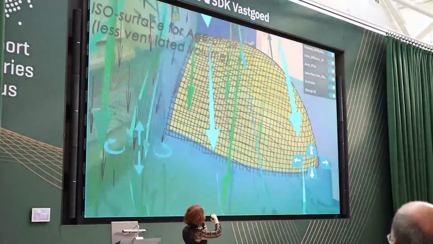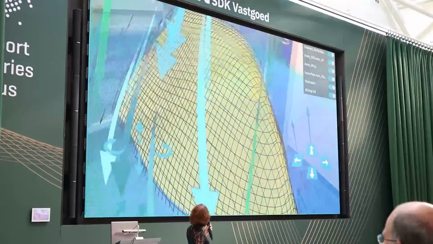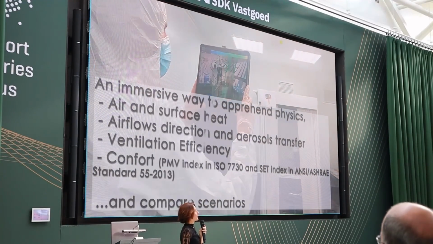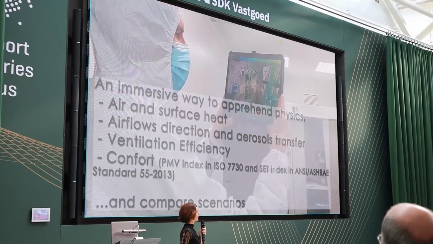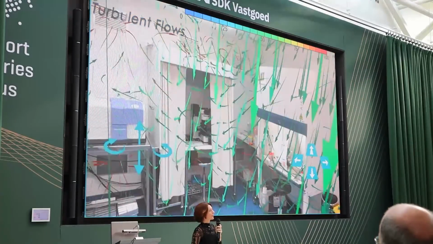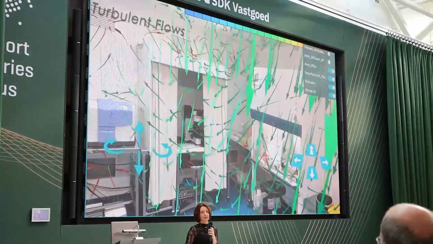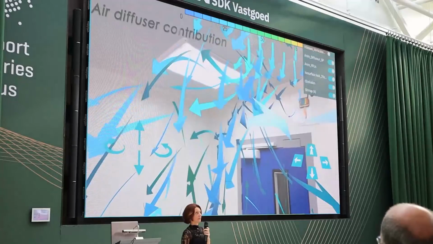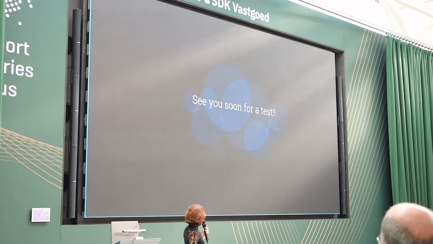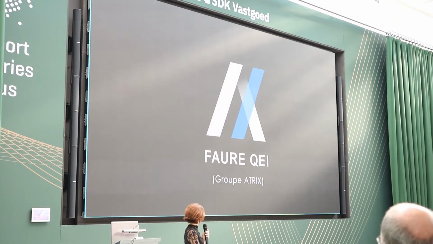So the yellow stuff is the isosurface where the air is not renewed. You can also integrate, for example, some thermal index, because as you know, it's very important to have some 3D insight.